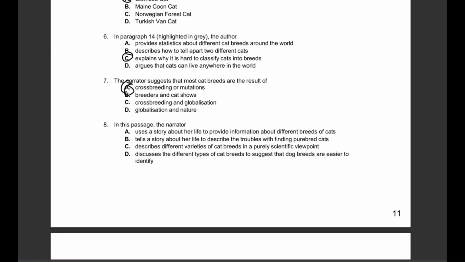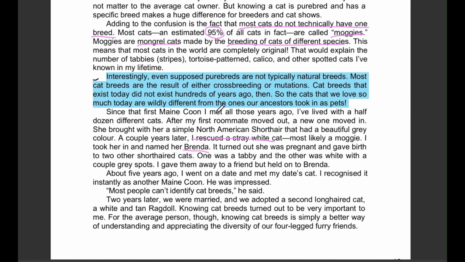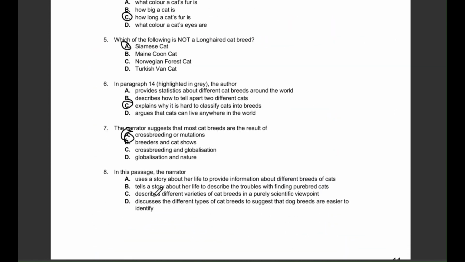The passage says that most cat breeds we have today are the result of natural crosses and random mutations that have happened over time. And finally, question number 8. This question asks, in this passage, the narrator, with the options, A, uses a story about her life to provide information about different breeds of cats.